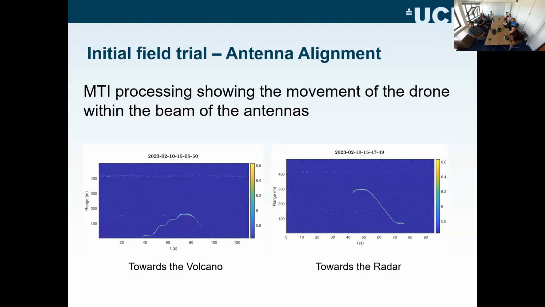hover, and then back. On the left, you can see the MPI processing that my colleague Jim has put together from the offline data that we got. It's very self-explanatory. You can see the drone flying away, staying for a bit within the beam of the antenna, and then flying back. This is all good verification, and the antennas are all well aligned.